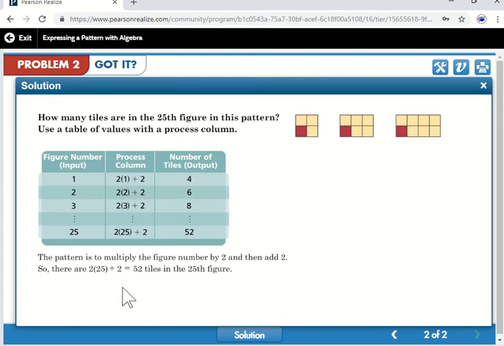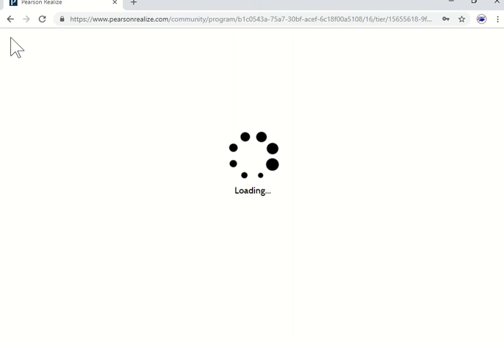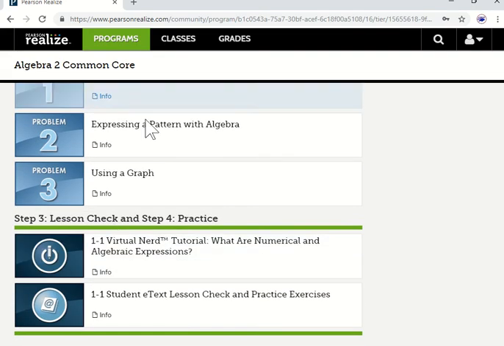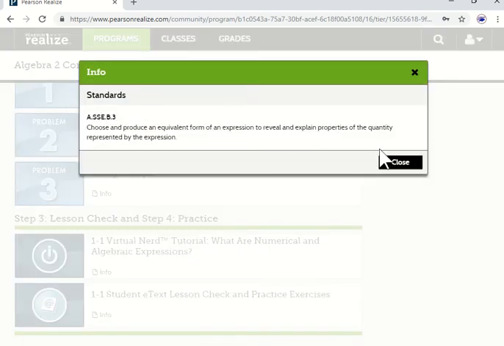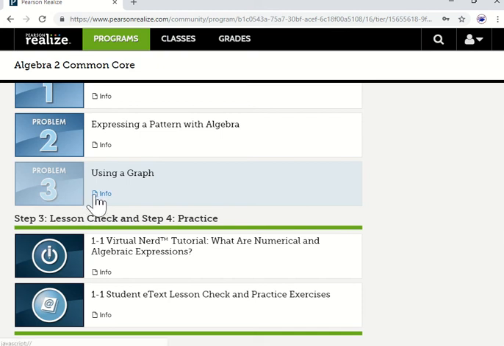And this is what I was saying, right? It's always 2 plus 2 times whatever the figure number is. So figure number 1, figure number 2, figure number 3, and that's some math, using the figure number always to get the total number of tiles. And so here we go. And now we can exit out of here. And I believe we're now on problem 3. Oop, I knew I clicked on info there, separate link.